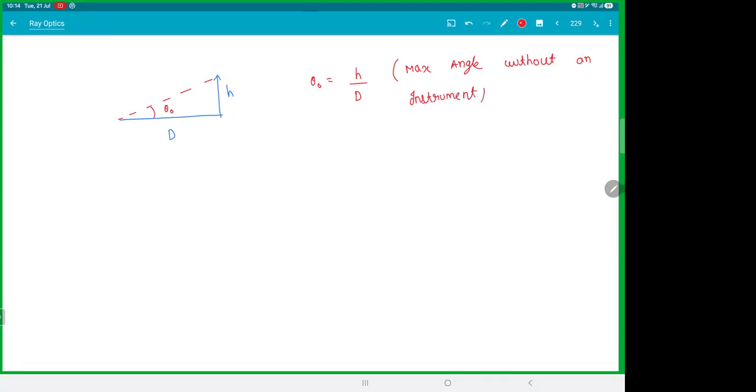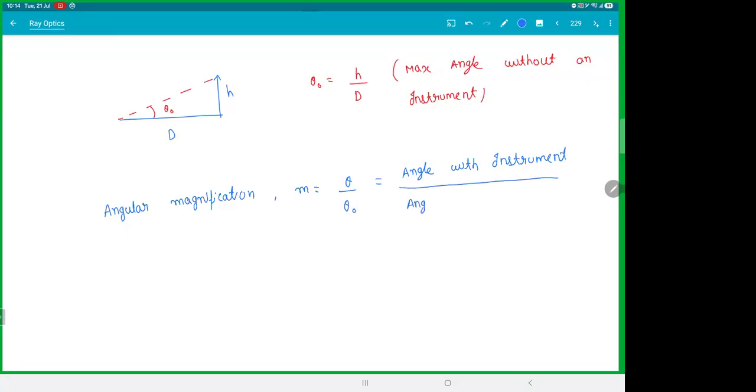So as you bring the object closer and closer, you start seeing it better. So we define angular magnification M as theta by theta naught, where theta is the angle seen by the instrument. So if you use an instrument and if you see a bigger angle, this is how your magnifying glass works, divided by the angle without instrument. So this is defined as your magnification. Great. These are the basics there. So the first device we have is a simple microscope.